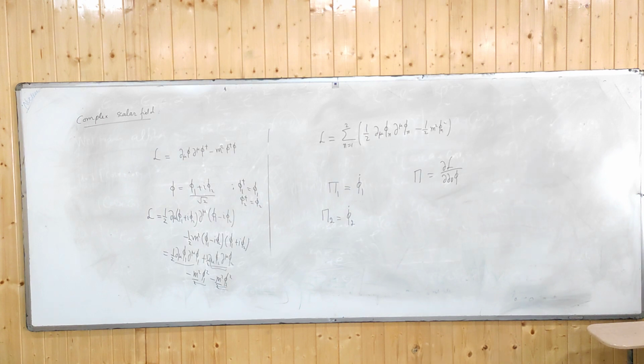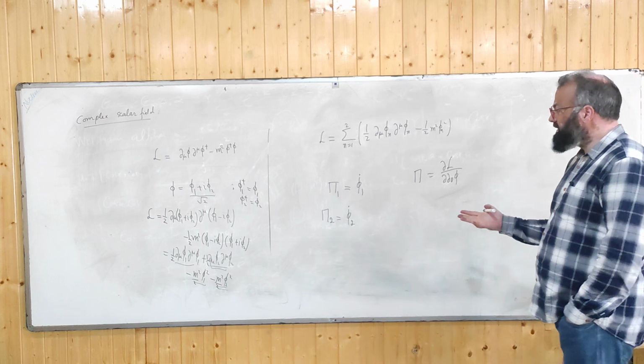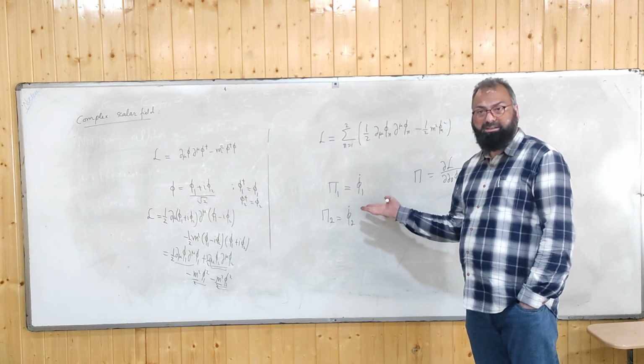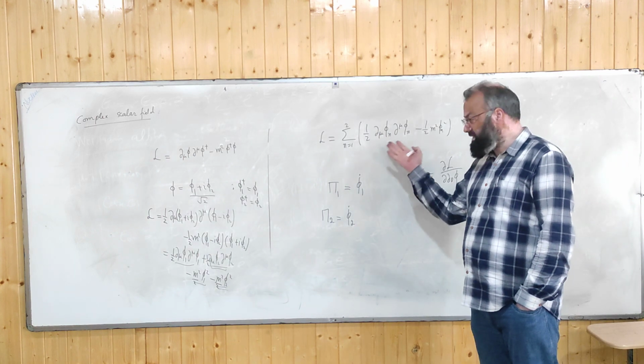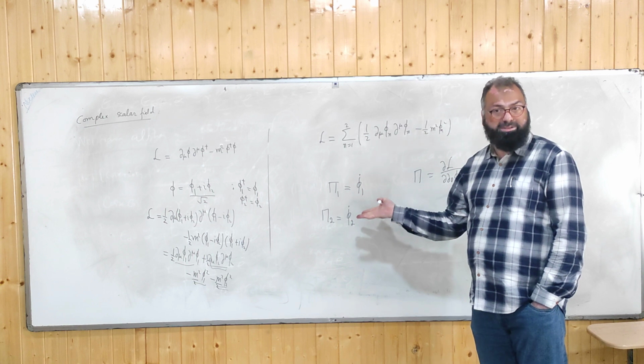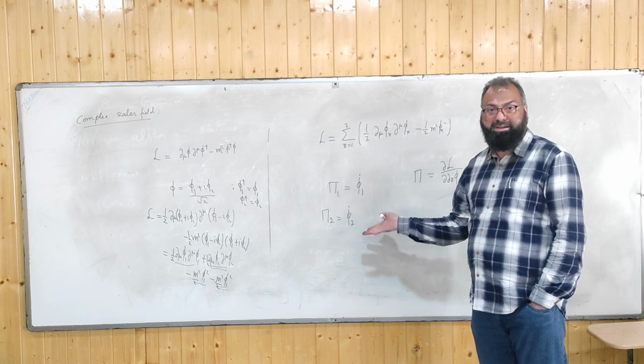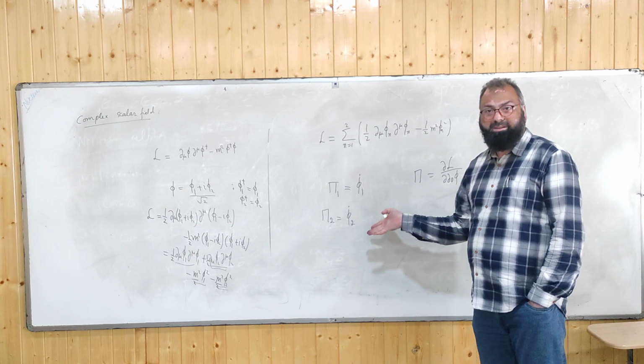So how to do the quantization? Now let me quantize this complex scalar field. How to do it? I will simply quantize each field. Clear? Since it is simply the sum of two fields, I will put a quantization condition for each field. Got it?